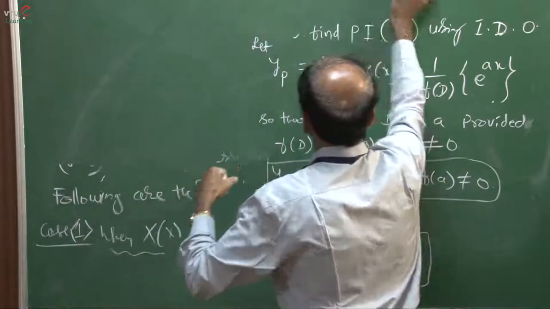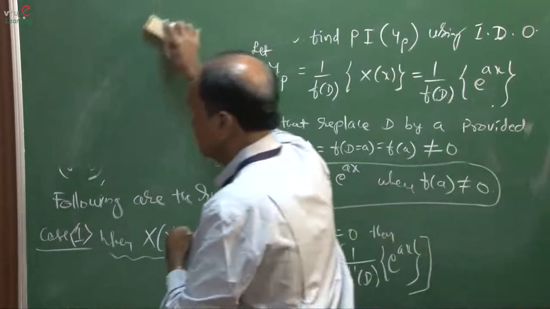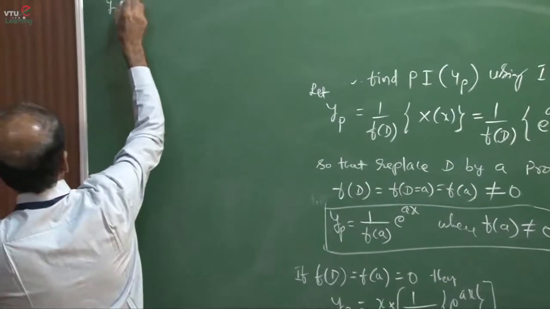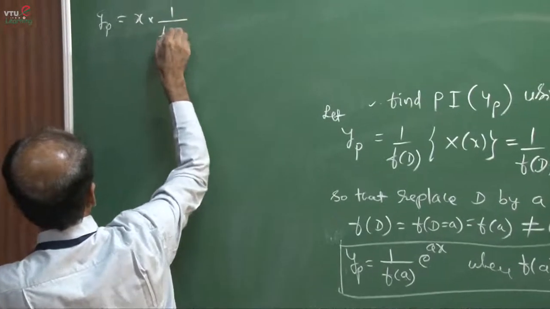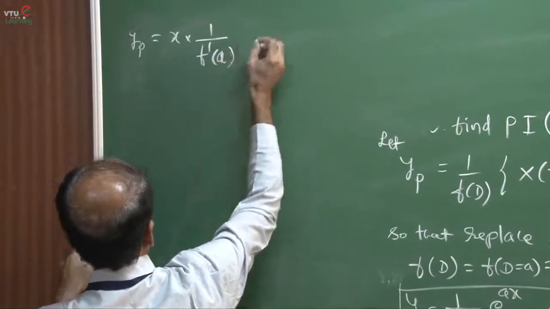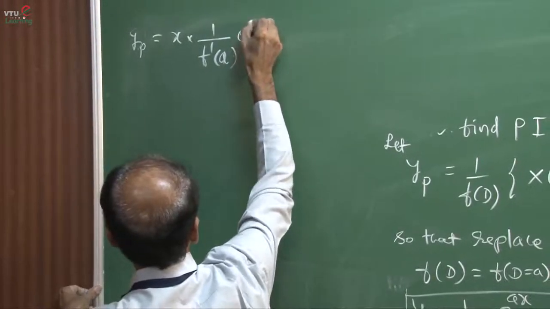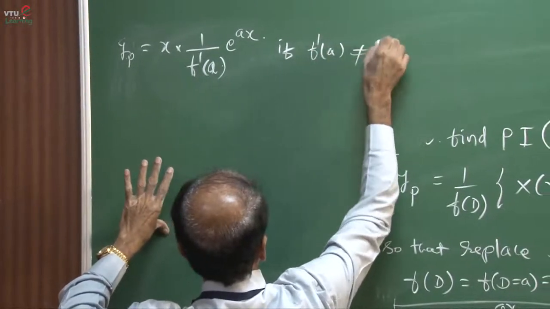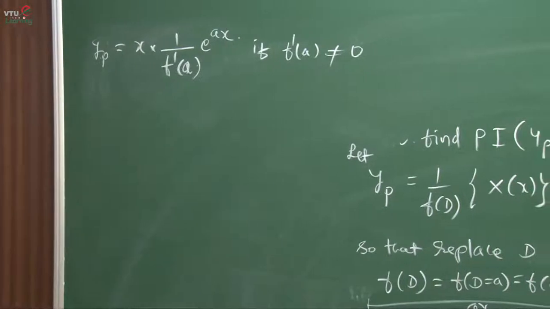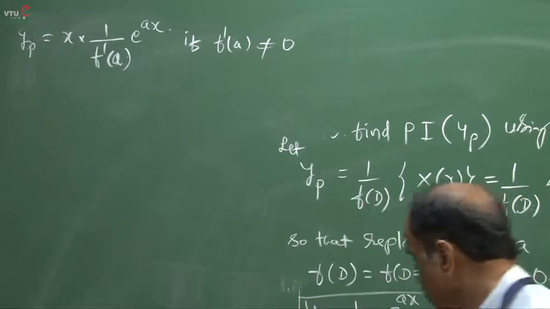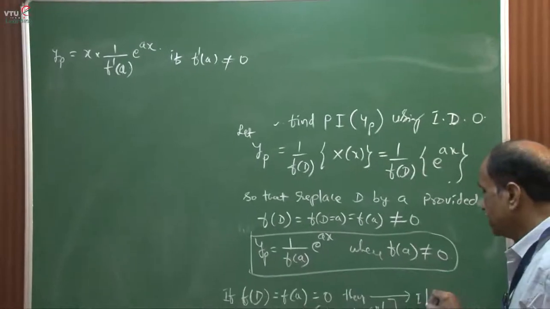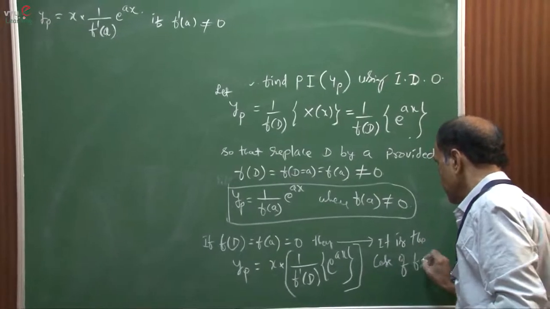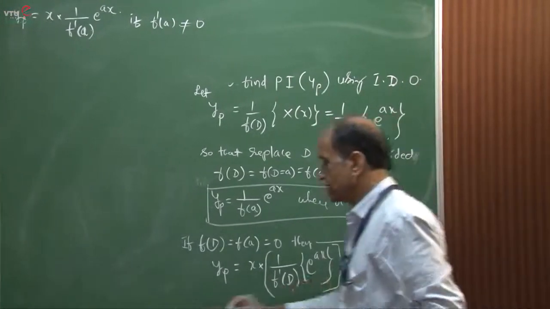So, the step that you are going to write as yp, a particular integral, will be like this: yp is equal to x into 1 divided by f dash of a, e to the power ax, if f dash of a is not equal to 0. If f of a is equal to 0, here I have written how we argue. It is the case of failure.